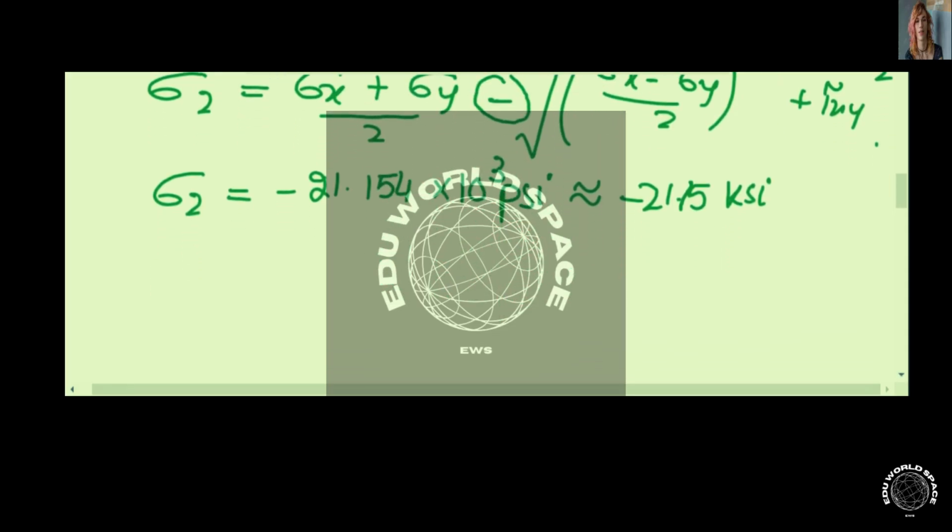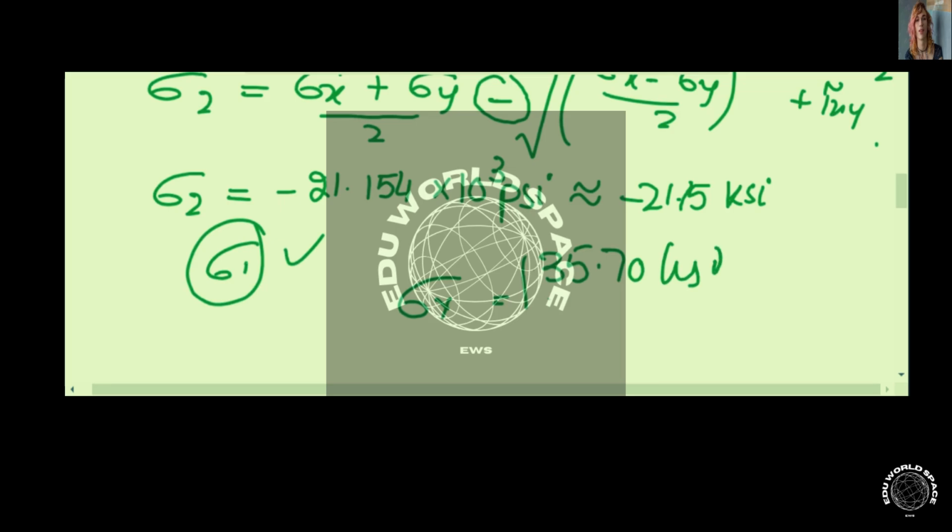Now finally we have all the information we need. All we need to do is compare the magnitudes of these two stresses to find out which one is bigger. It is clear that the bigger one is sigma sub 1, so the yield stress would be the absolute value of sigma sub 1, and that is 35.70 ksi.